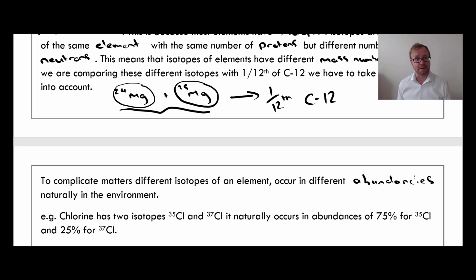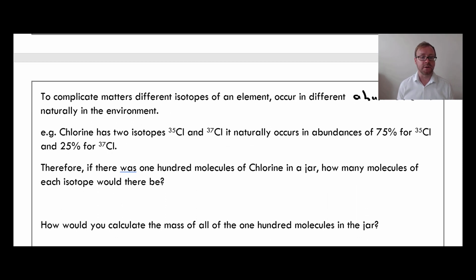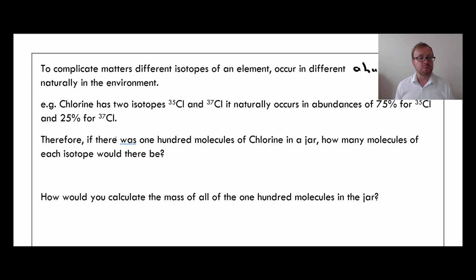Abundances really means amounts. E.g., chlorine has two isotopes, 35Cl and 37Cl. It naturally occurs in abundances of 75% for 35Cl and 25% for 37Cl. Technically it should be 75.5 and 24.5, but I've rounded it up, as you'll see why. Okay, so therefore if there were 100 molecules of chlorine in a jar, how many molecules of each isotope would there be? You have to think about it and read through that question again.